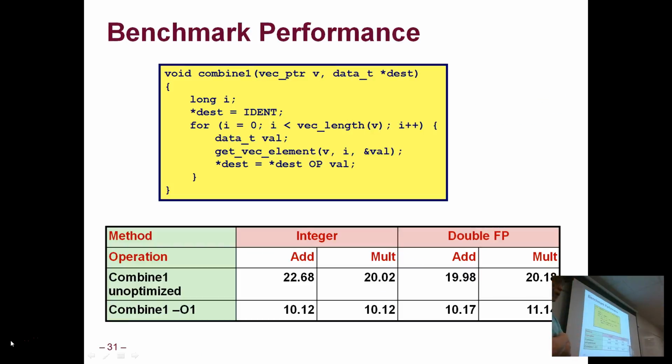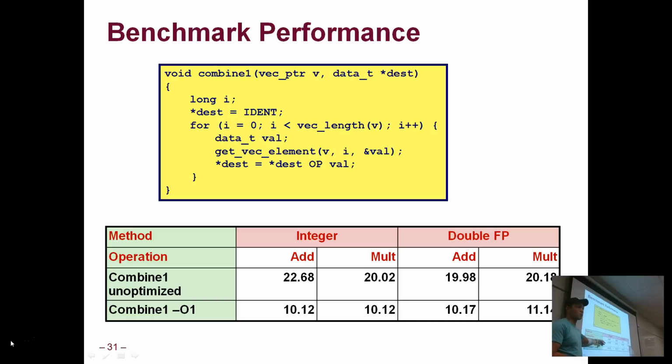So if you run this on a benchmark, on a long array, for integers and for double floating point numbers across addition and multiplication, then the initial implementation, combine one, which is unoptimized, the ugly one that you don't want to use, is 22 cycles per element. That means each iteration of the inner loop costs you 22 cycles, and you see that it's pretty equivalent across the board, around 20 cycles.